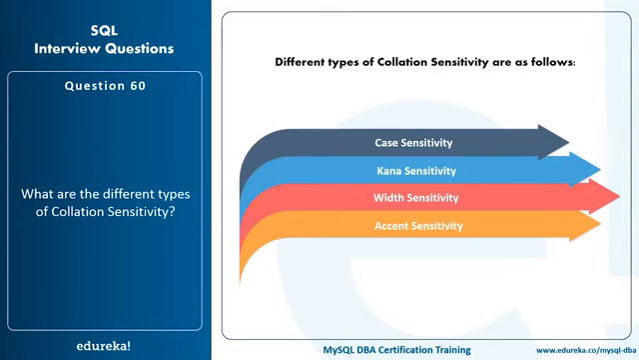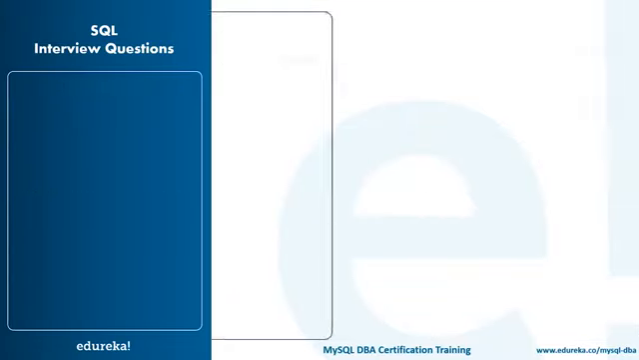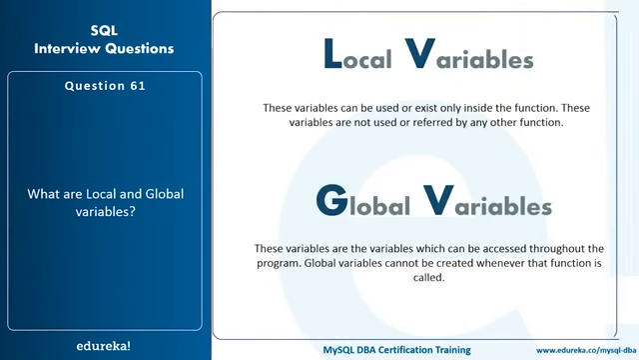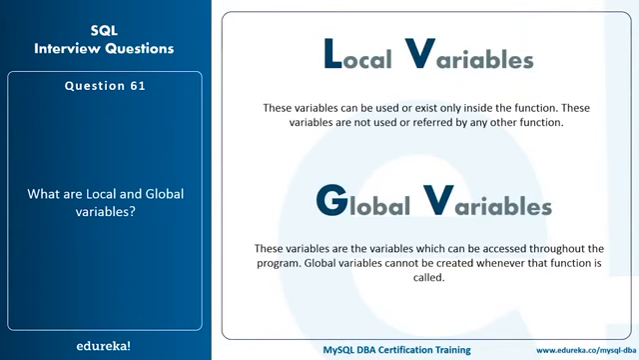So I hope that you've understood till now. Next in this session, let's understand what are the local and the global variables. Now talking about local variables first, these variables can be only used or exist only inside the function. These variables can't be referred to by any other function, right? So whenever you want to use local variables, you need to understand that they can only be used or exist inside a single function, and they can't be referred to by any other function.